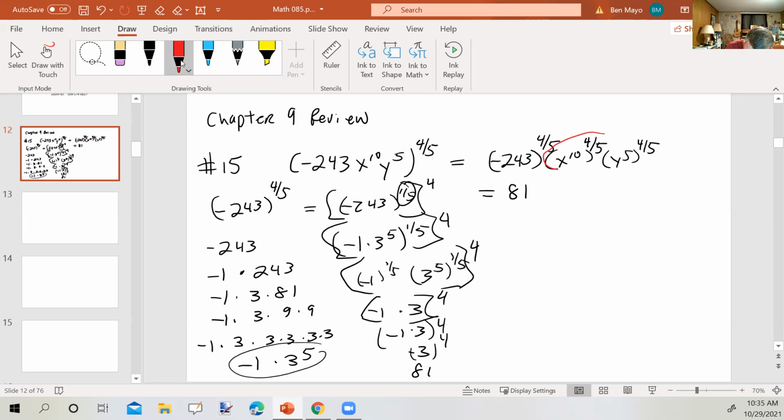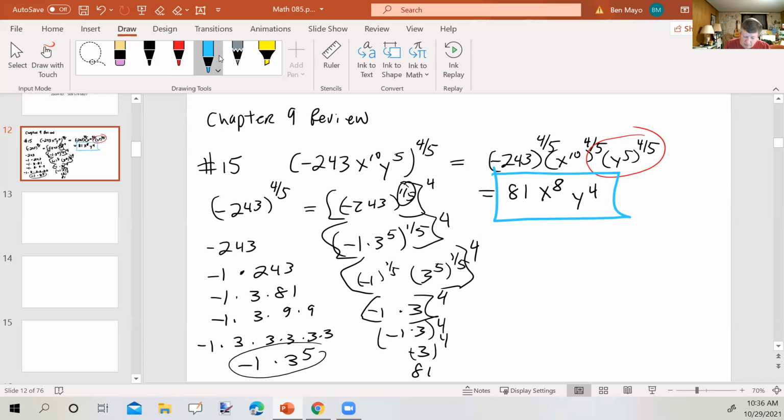Next piece, a power raised to a power, you would multiply the exponents. 10 times 4/5, or 40/5, would be 8. So we get x to the 8th power. Any questions there? Okay. And then the last piece, y to the 5th to the 4/5, we multiply the exponents. 5 times 4/5 is 20/5, or 4, so we get y to the 4th power. So here is our final answer.